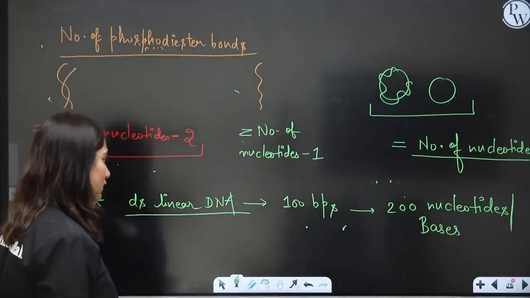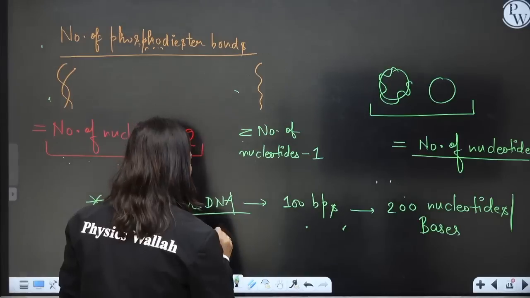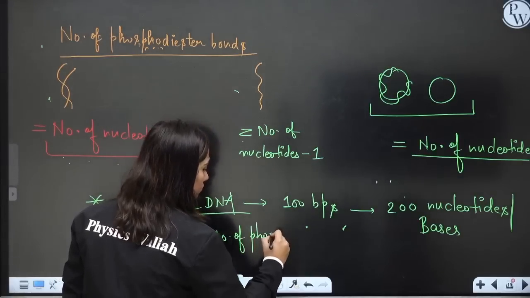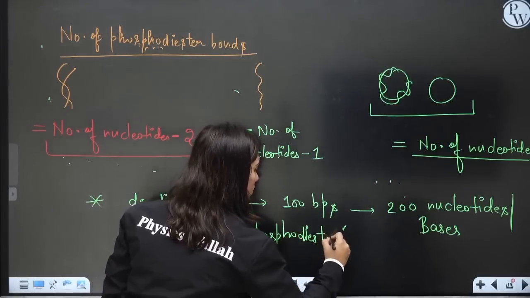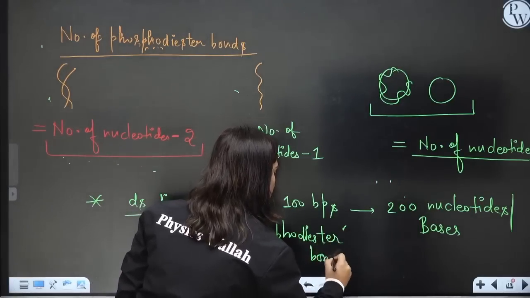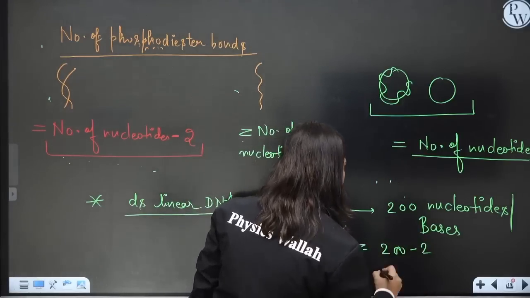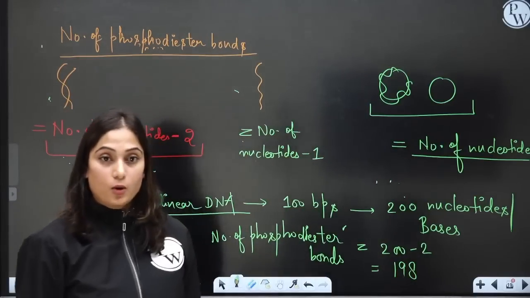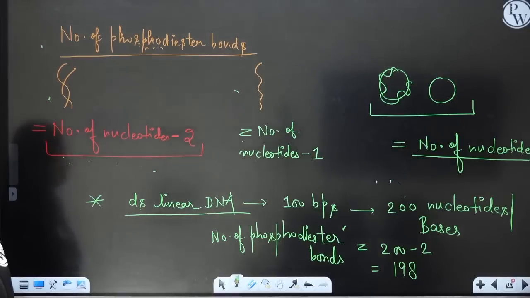200 nucleotides or 200 bases, not base pairs. And now we can calculate the number of phosphodiester bonds. The number of phosphodiester bonds will be equal to 200 minus 2. That comes out to be 198. Okay, so this is how you can directly apply these formulas to calculate the number of phosphodiester bonds.